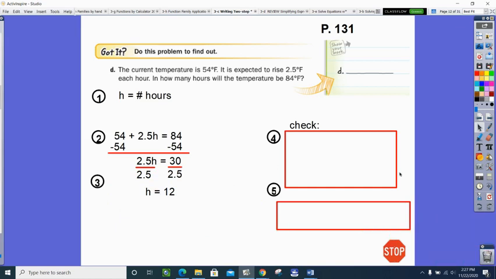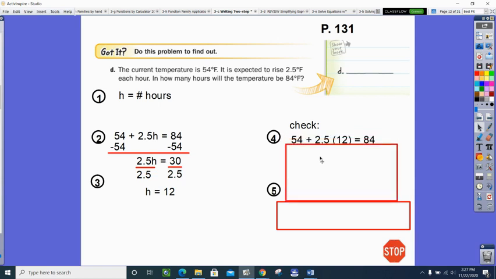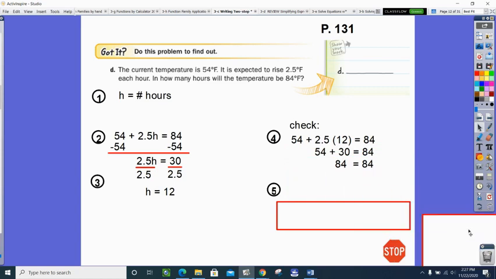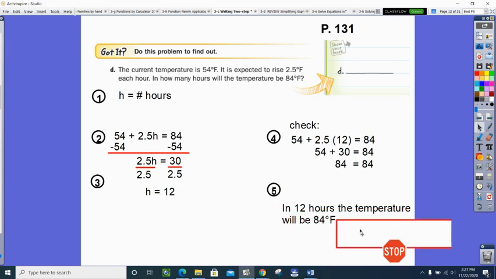I'm going to check that 12 by replacing the H like I did in the last section. I'm going to multiply before I add. Don't forget, you multiply before you add. And then I'm going to add, and I'm really happy right now because 12 is the right answer. But 12 what? 12 leaves? 12 dogs? What is it? No, it's 12 hours. That's what that means. So it will take 12 hours for the temperature to be 84 degrees.